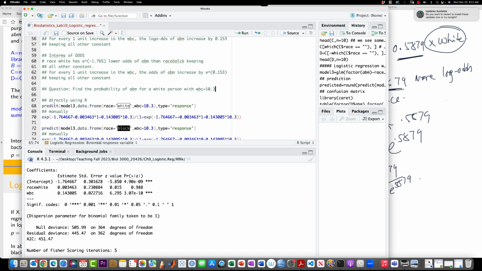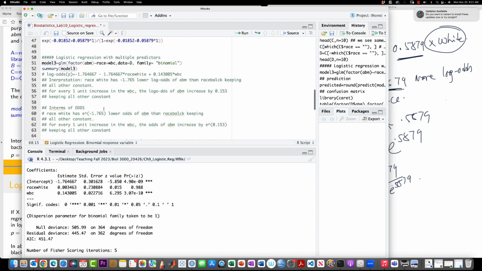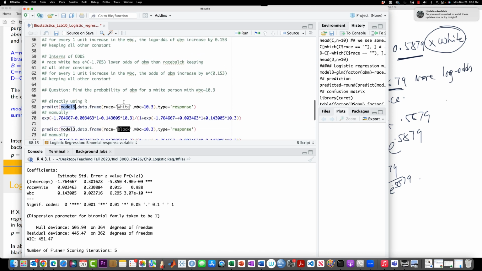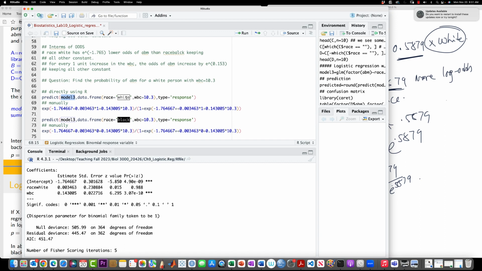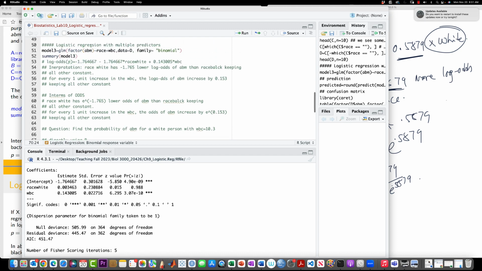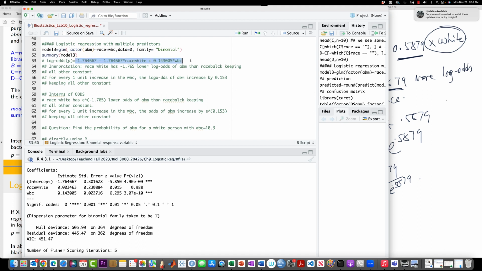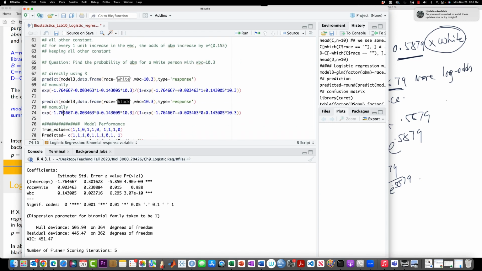So how do we do it directly using R? It is predict model 3, the model that has multiple predictors, right? Data frame, race equals white, WBC equals 10.3, and type equals response. If you want to do it manually, that's what you do. You just replace, because what is our equation? Our equation is like that, right? So you replace race white by 1 and then WBC by 10.3. That's what I'm doing here.